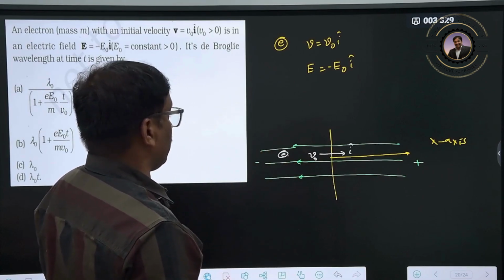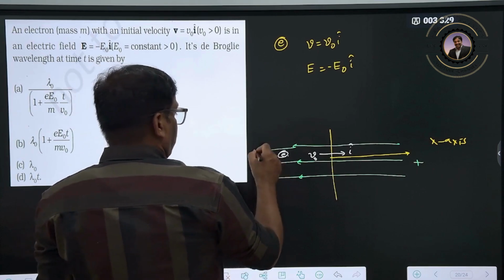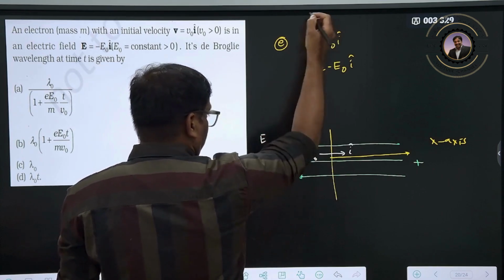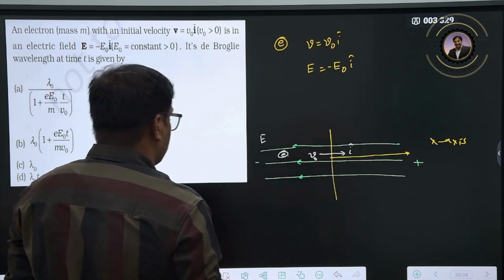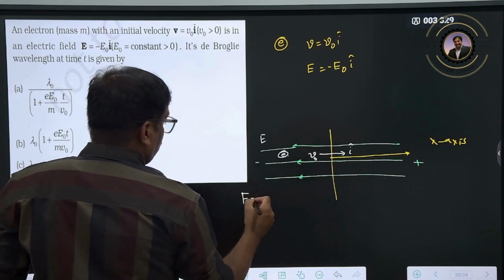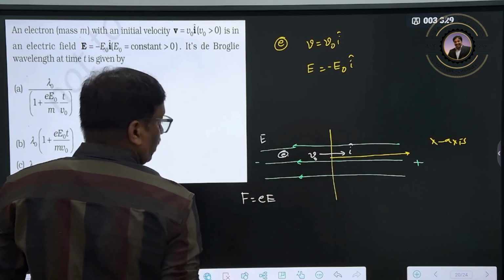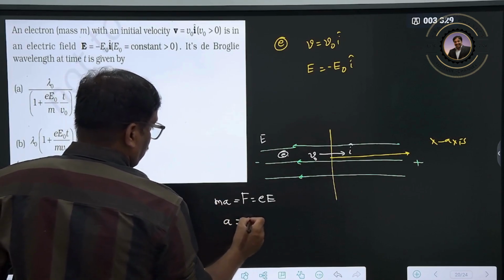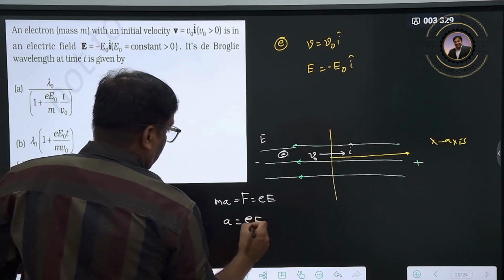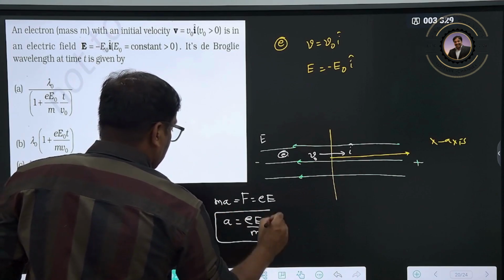Now this is your electric field, but since the electron is negative, the electric field is going to exert the force toward this side. What is the force here? Force is equal to E times e. It is going to create an acceleration a equals eE by m. In which direction now?